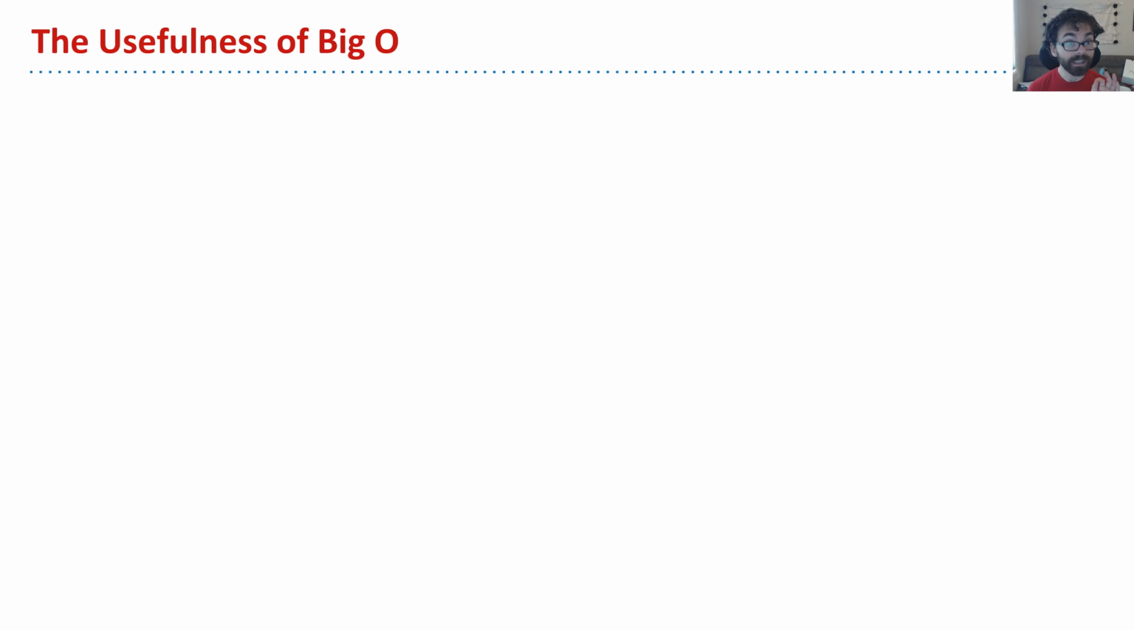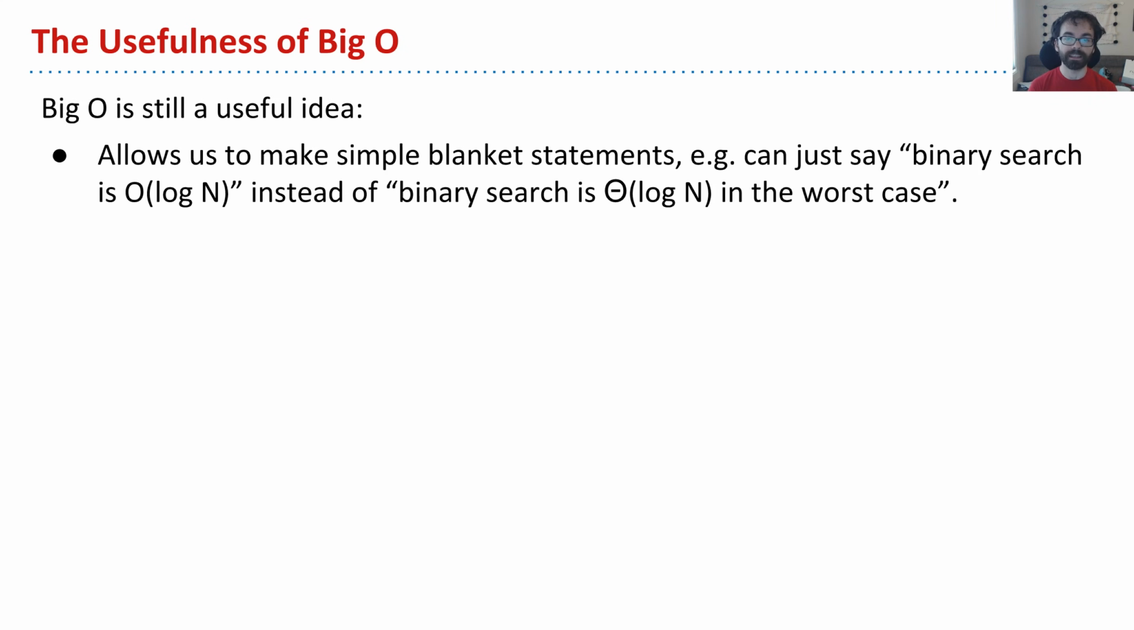Now, big O is absolutely a useful concept. Even though it is less mathematically precise than big theta, it is, as I've said, really convenient for being able to be less wordy. So instead of having to say something like binary search is theta log n in the worst case, you can just say binary search is big O of log n, and we're going to assume that when someone says something like that, they're not trying to trick us and pick some larger function that is not a tight bound.